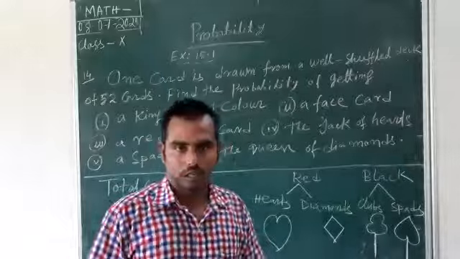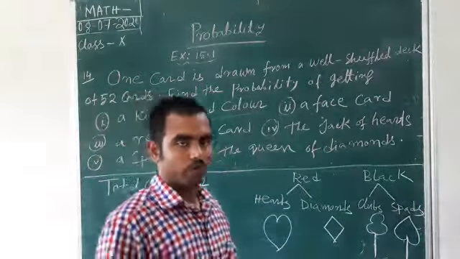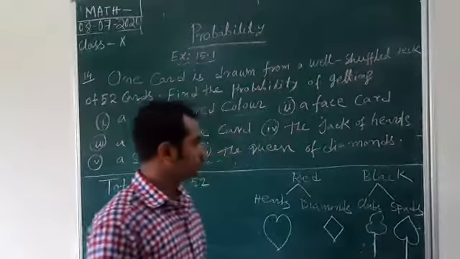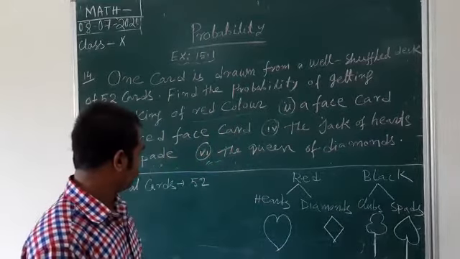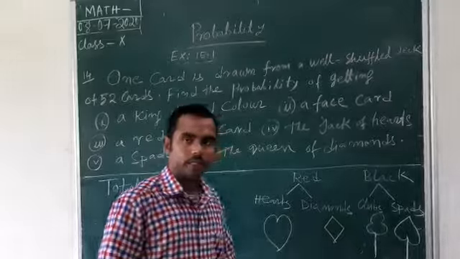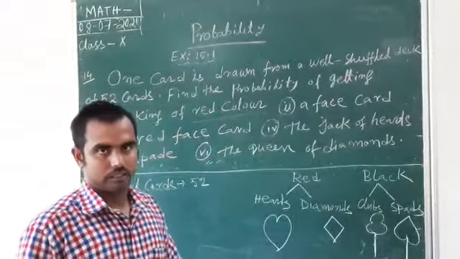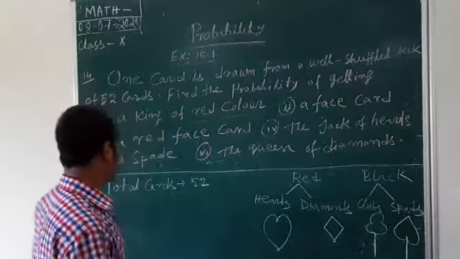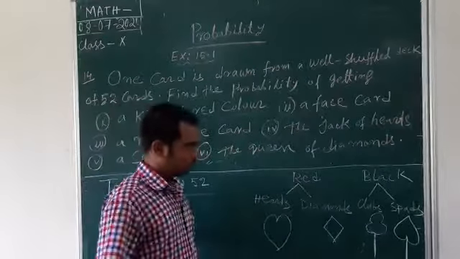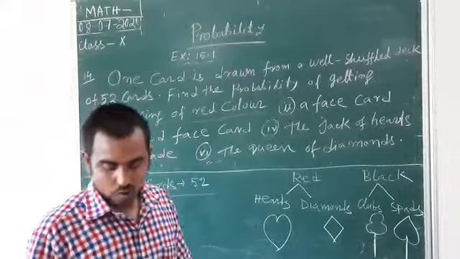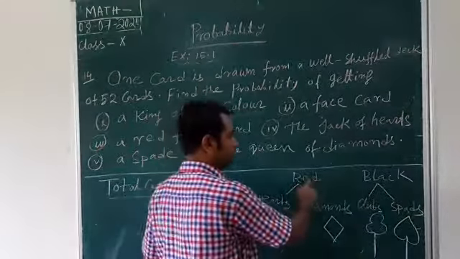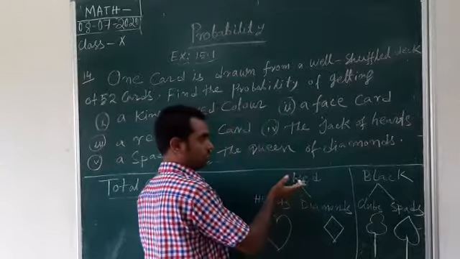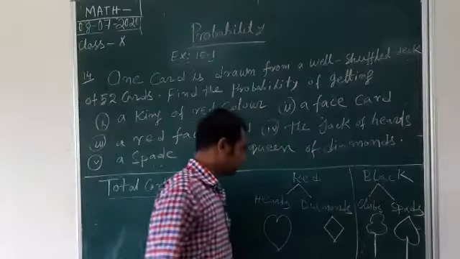Today I am going to start probability related to playing cards. So, we first need to know how many playing cards there are. There are 52 playing cards in total. And there are two colors: one is red, another is black.